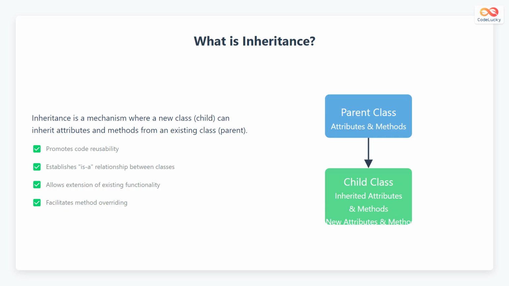It establishes what we call an "is a" relationship between classes, meaning a child class is a specialized version of its parent. Inheritance also allows for the extension of existing functionality by adding new methods and attributes to the child class, and it facilitates method overriding, allowing a child class to provide a specific implementation for a method already defined in its parent class.